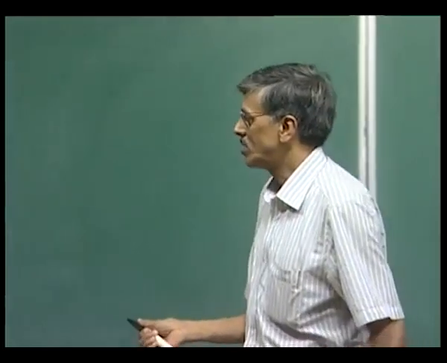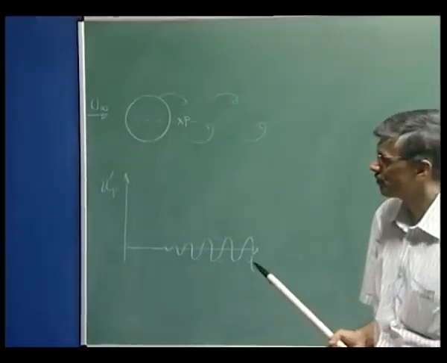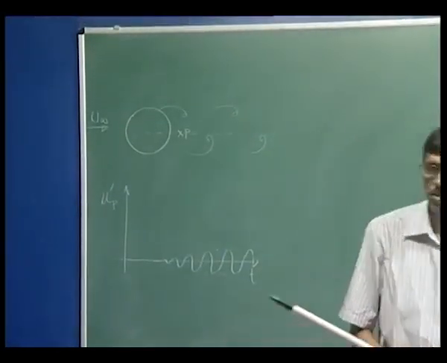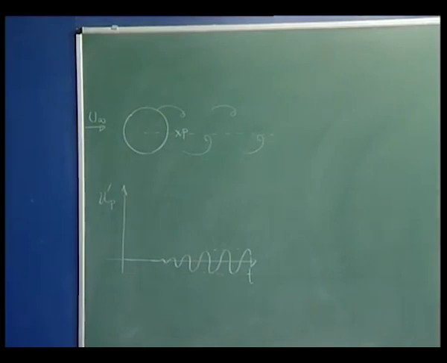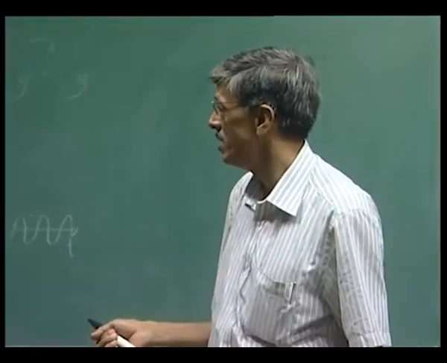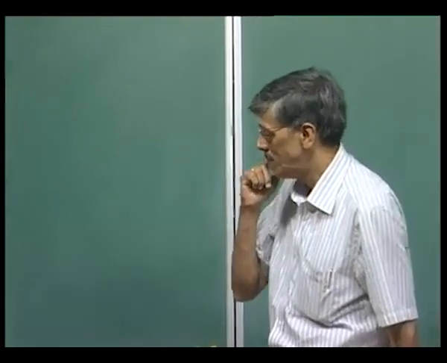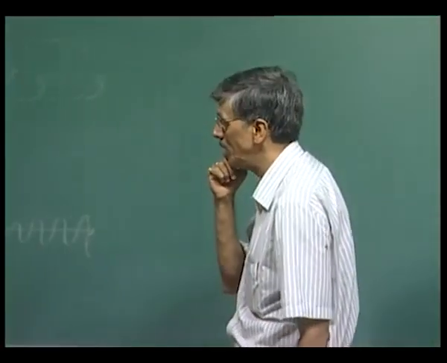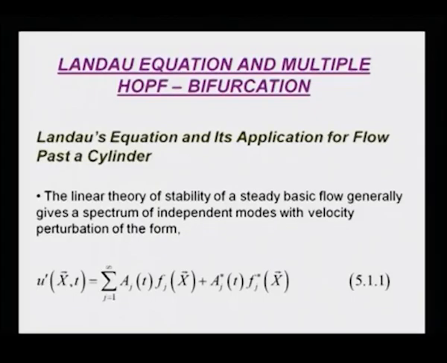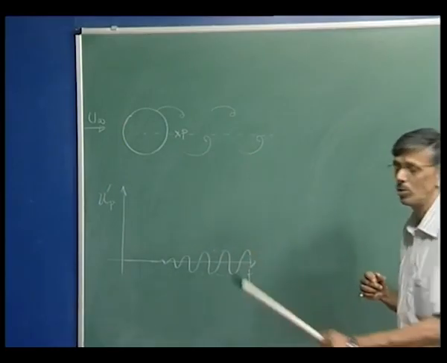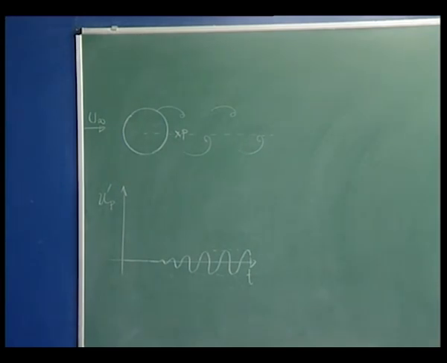So we started talking about fluid dynamical systems which primarily display temporal instabilities. And as a very important example, we are looking at flow past a cylinder. And what happens is the flow would look like this.